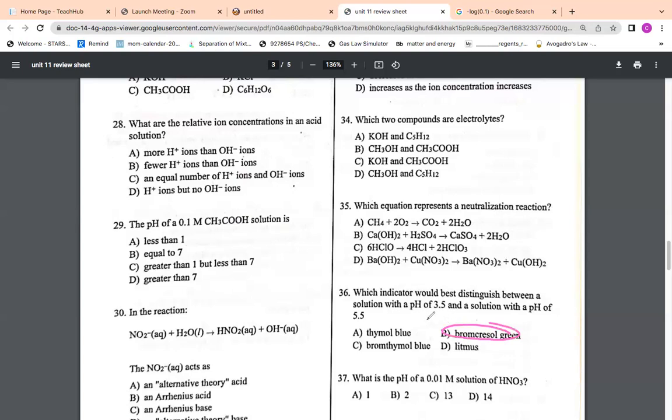Number 37, what is the pH of a 0.01 molar solution of HNO3? I feel like I already did this. Maybe, perhaps, or something very similar to this. Anyways, they're giving us the molarity. So we use negative log of the concentration of our hydrogen ion. We plug this into your calculator and we should get that we have a pH of 2. So this is rather acidic.